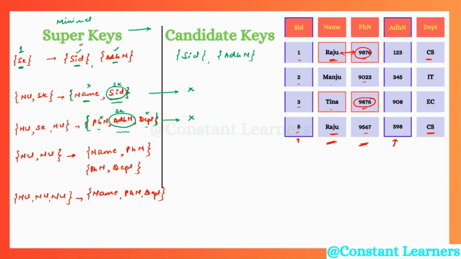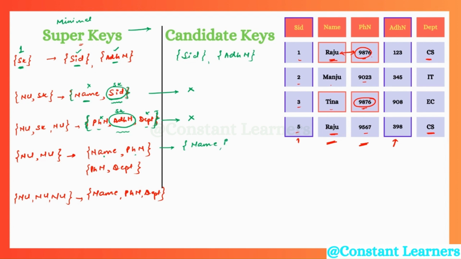Whenever a super key is made of the combination of another super key with other non-key attributes, that combination cannot become a candidate key. Here we have a super key, here also we have a super key, and thus this combination cannot become a candidate key. Now here, name is not a super key, phone number is also not a super key. By themselves, these two attributes are not super keys, and therefore this combination is eligible to become a candidate key.